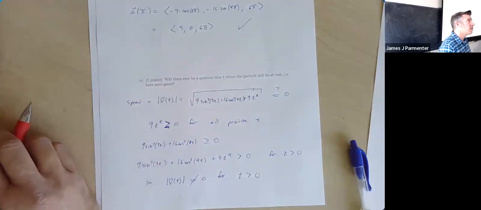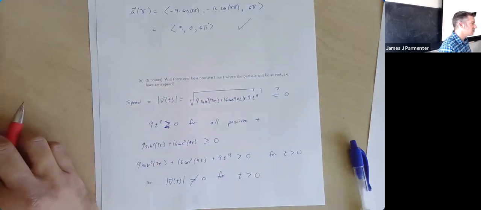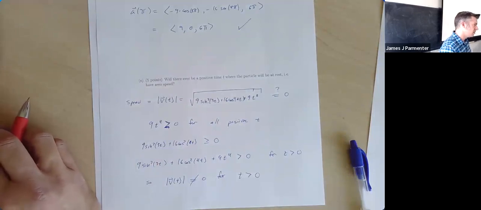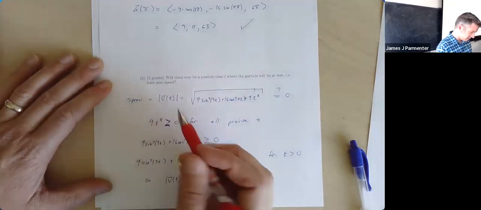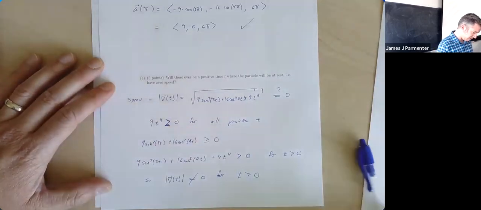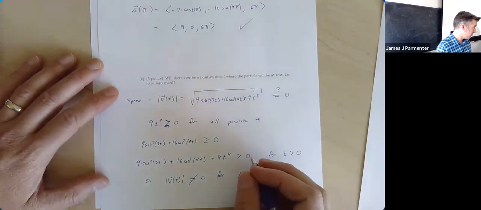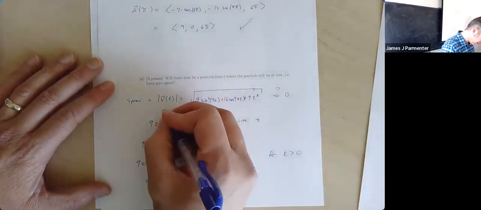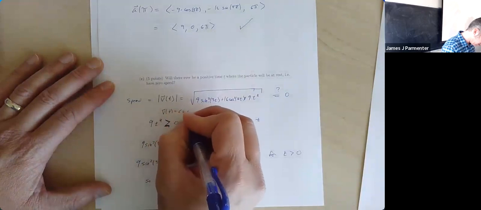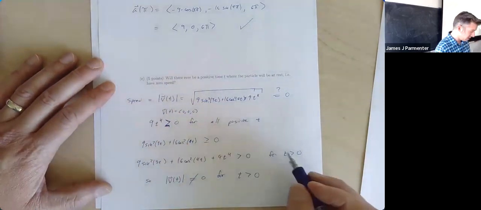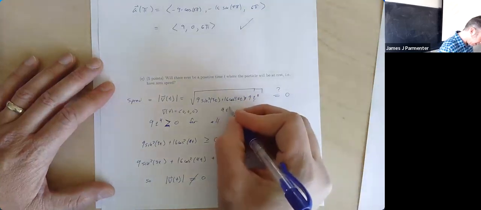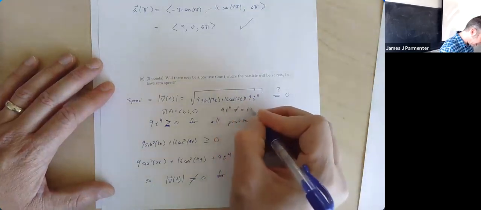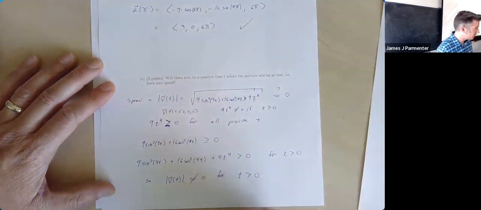The only way for speed to equal 0 is if each component is equal to 0, because you're going to square each component. So really, the only way for speed to equal 0 is if your velocity vector is actually the 0 vector. And the only way for the velocity vector to equal the 0 vector is for each component to be 0. But there isn't a way that component can be 0, right? 9t to the 4th can't equal 0 if t is strictly positive.